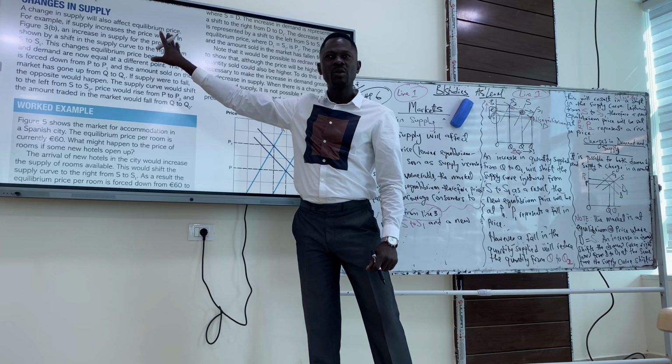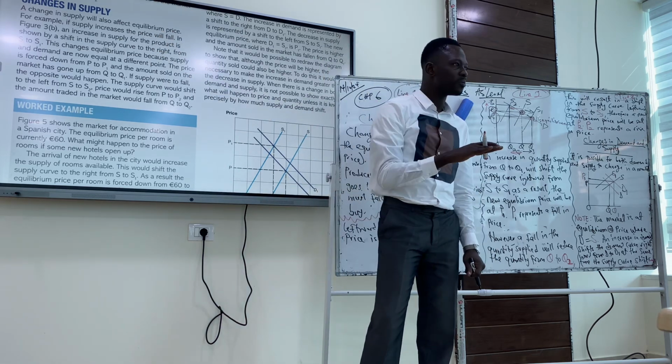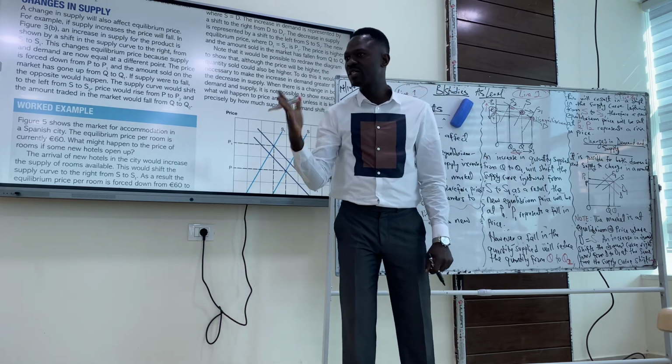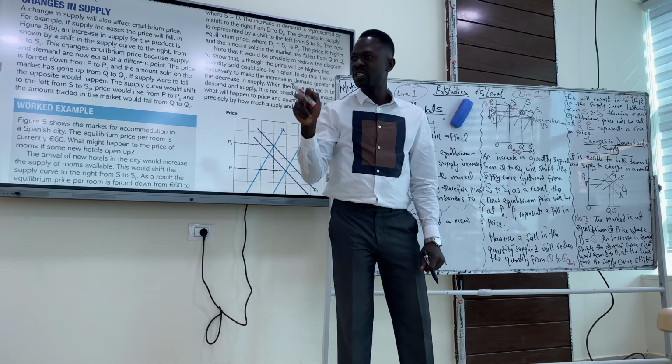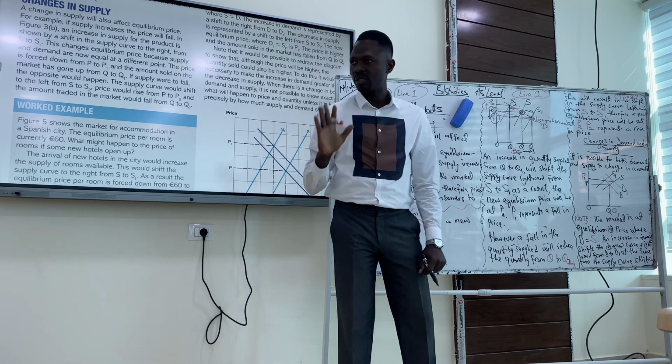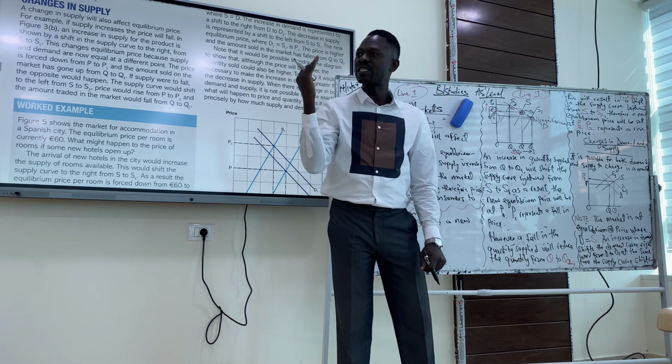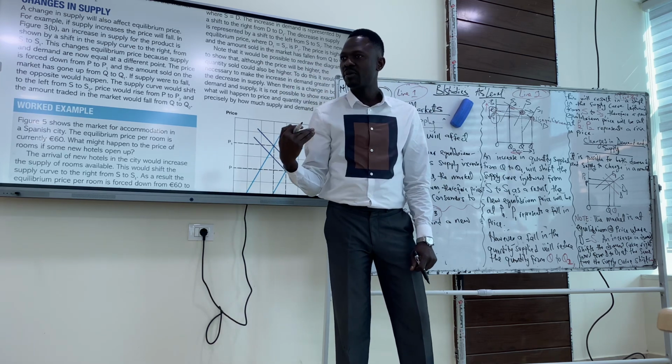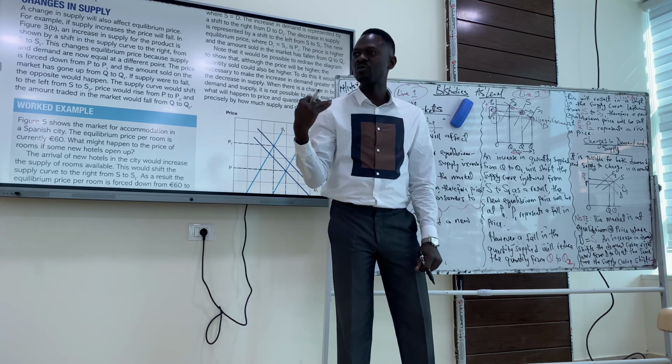Changes in supply, that is where we're going. A change in supply could be an increase in supply or a decrease in supply. At any point in time, between increase or decrease, the market must be at equilibrium. Because if the market is not at equilibrium, it is at disequilibrium, and then there's not going to be a clearing market. The market will not clear.